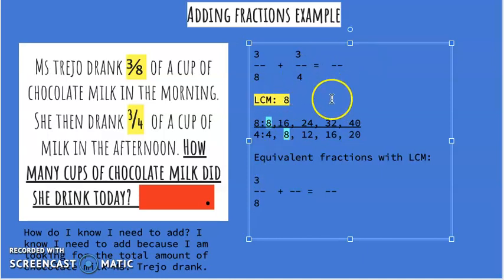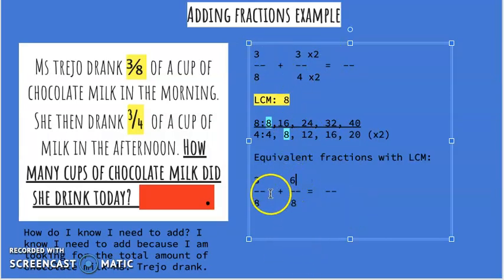So now I have to go with my other fraction. How many times did I have to multiply 4 to get to 8? 1, 2. So 4 times 2 gives me 8. So now I'm going to multiply 4 times 2, and that's going to give me 8. And whatever you do to the bottom, you must do to the top. So 3 times 2 gives me 6. So that's my new numerator.